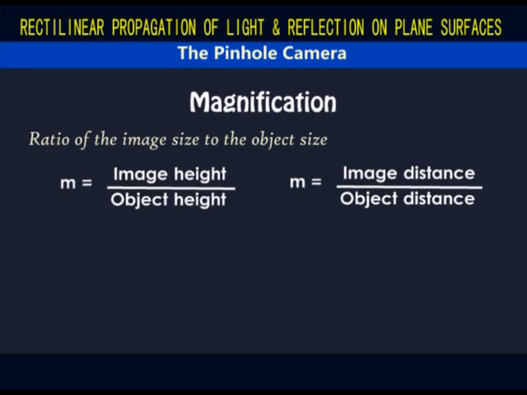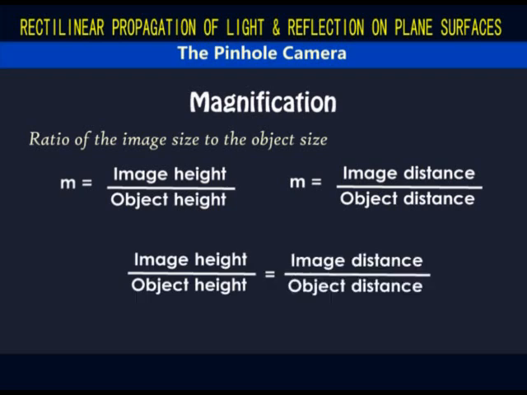This in effect means that the image height over the object height is equal to the image distance from the pinhole over the object distance from the pinhole. Because it is a ratio of two similar units, magnification is unitless.